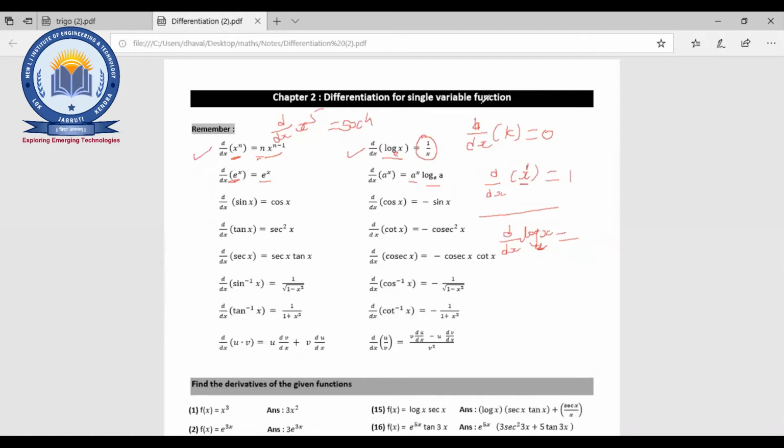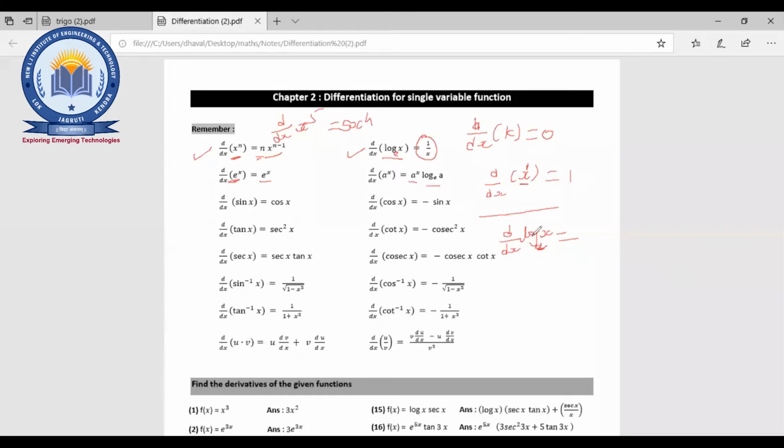Yes, Vedanshi, you are audible. Just continue. I think for this sum we can apply the base change formula. If we take log x to the base a, it will be equal to ln x upon ln a. ln a is a constant, so we take that out, and the differentiation of ln x is 1 by x. So our answer will be 1 upon ln a into 1 upon x.